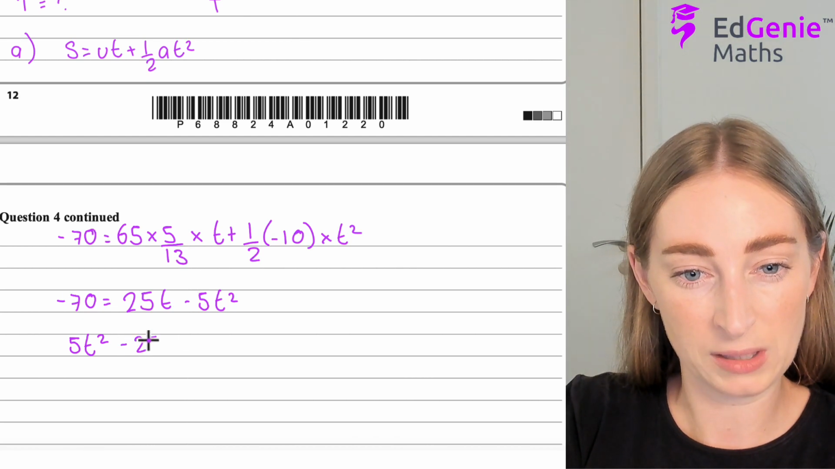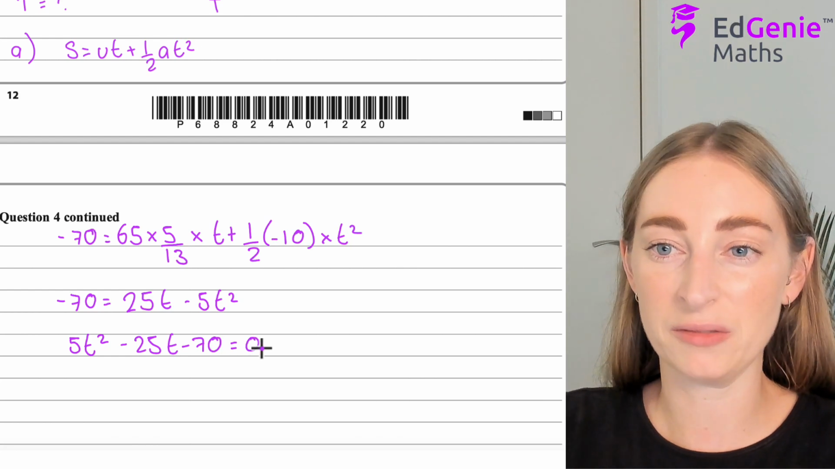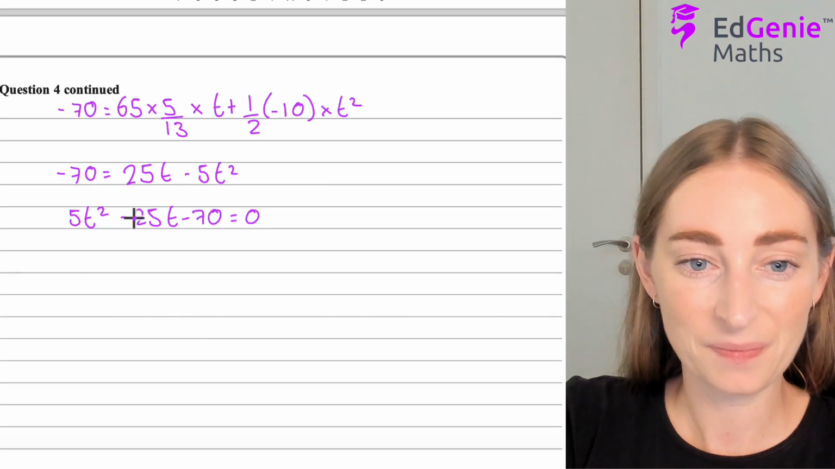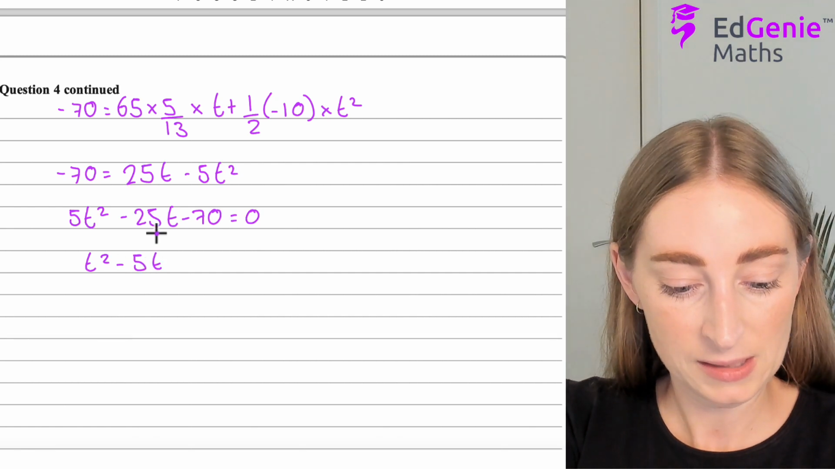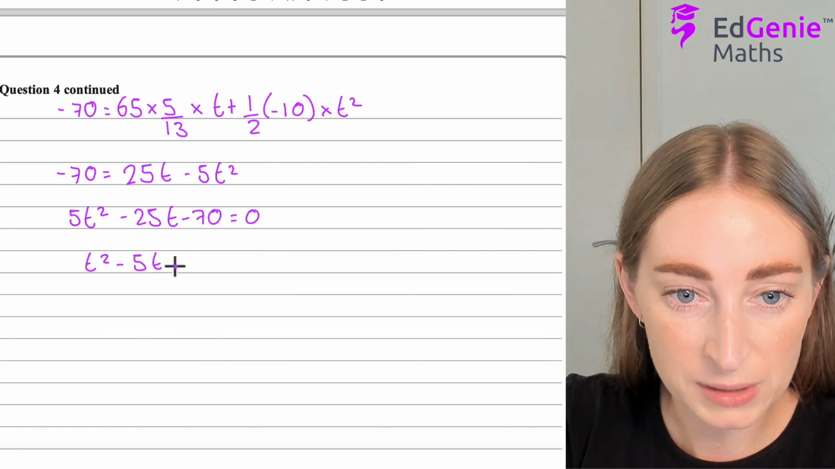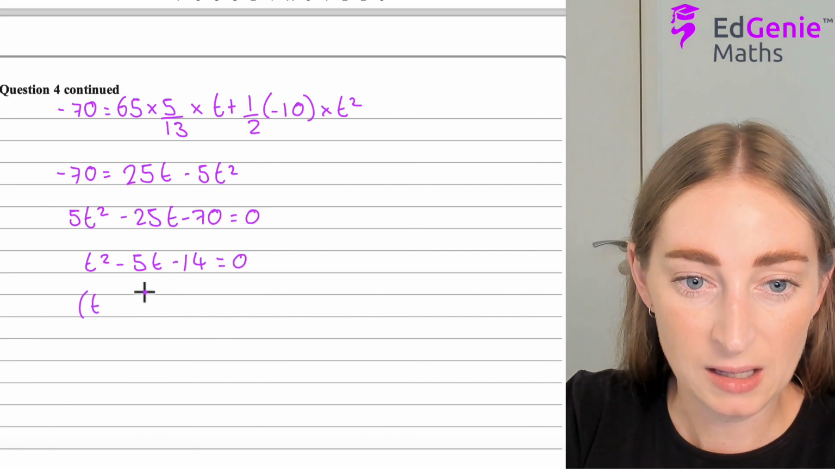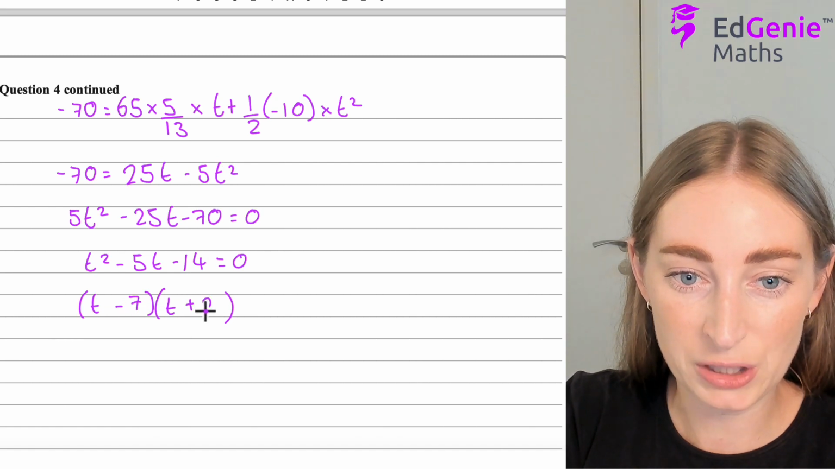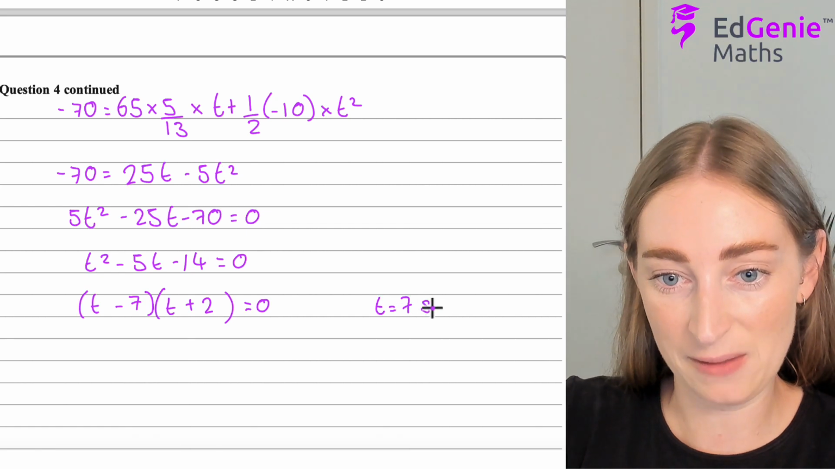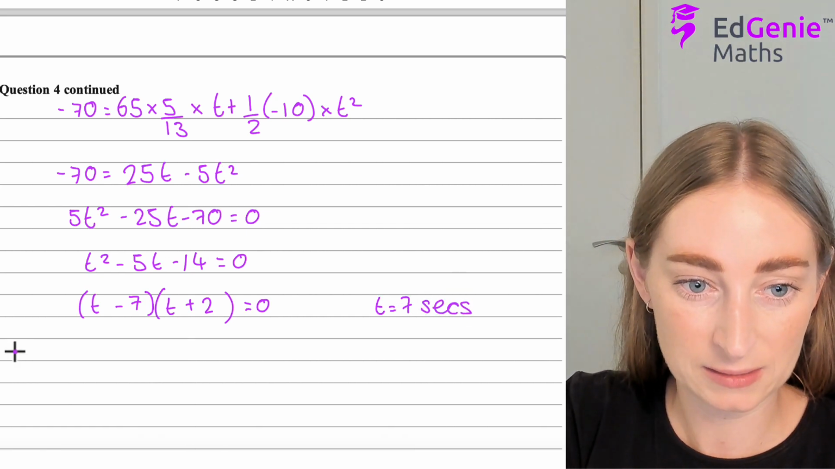The minus 25t minus 70. Just so that when I factorise it, it's going to be way easier. So let's divide everything by 5. 70 divided by 5, that's just going to be 14. Yeah, so look, we can already see that it's going to be 7 and 2, isn't it? Minus 7, positive 2. So therefore, t is going to equal 7 seconds. So that's part A done.